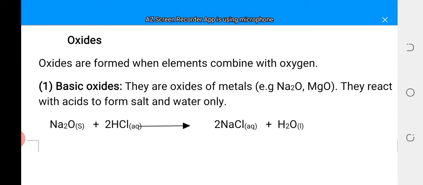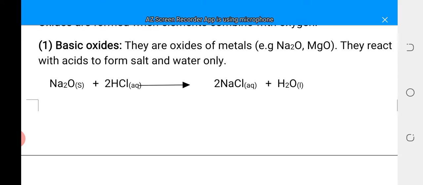Basic oxides are oxides of metals, like the group 1 and the group 2 metals. When they combine with oxygen, they form their oxides, like sodium oxide, magnesium oxide, and the likes. When these oxides react with acid, they form salt and water only. Due to the fact that they can react with acid and form salt and water, that's why they are called basic oxides. As you can see in this equation, sodium oxide reacting with hydrochloric acid gives us sodium chloride and water.